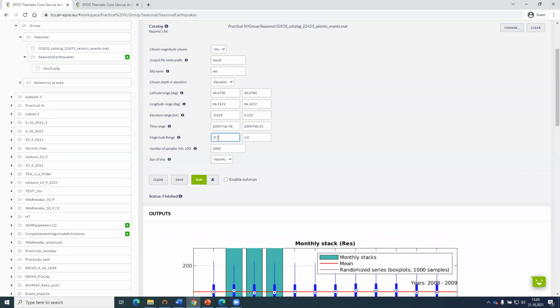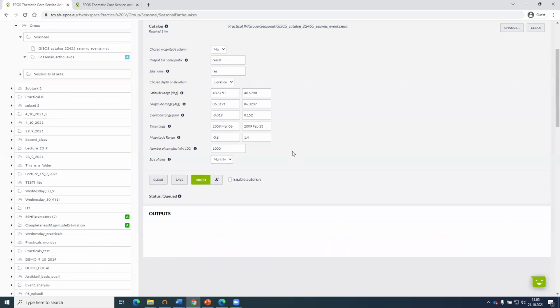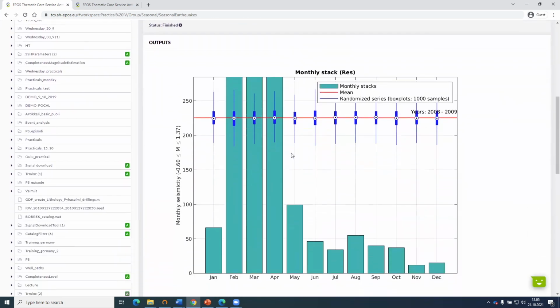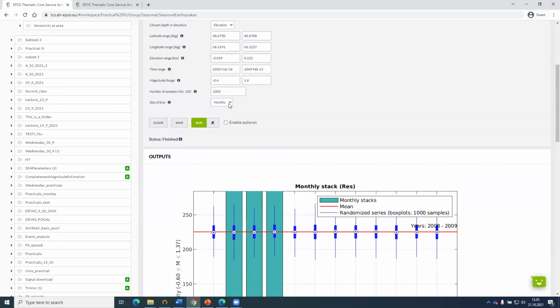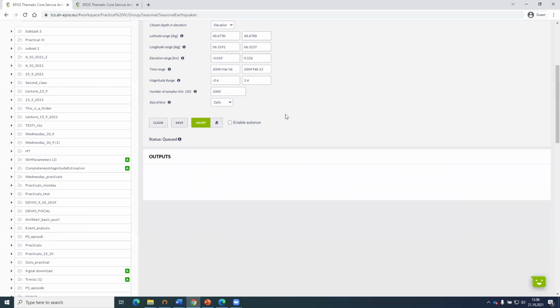I will try to put that a little bit lower, something like -0.6. Does it work? Oh, it still works. Okay, good. All right, so I decreased the magnitude range to have more data in this analysis. So let's say take the daily for size of bins and run it.